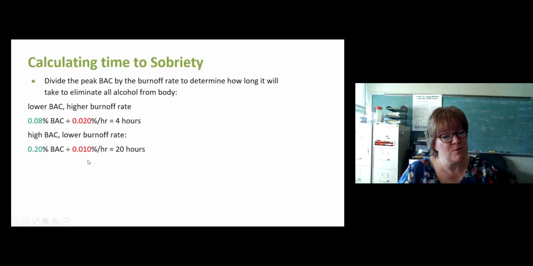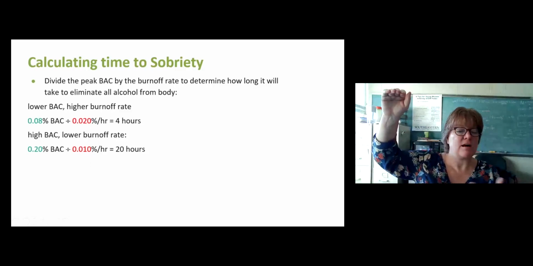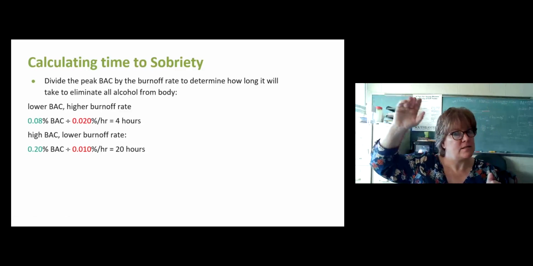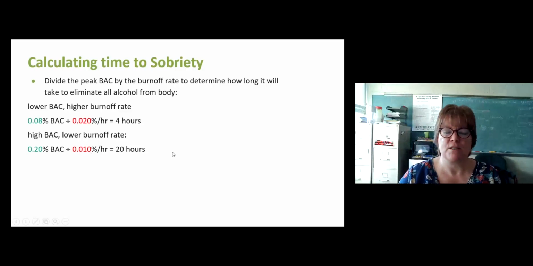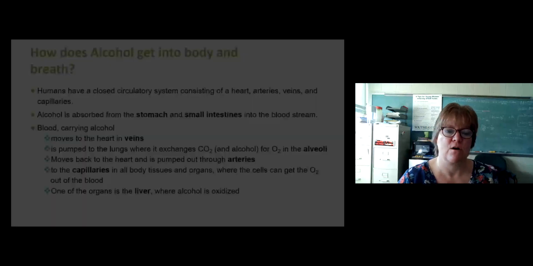But if I had a lower burn-off rate of 0.01%, and I started at a higher blood alcohol content of 0.20%, that's seriously high, that would be 20 hours. So almost a day to fully eliminate it from the system. So these ranges help us understand the effects of alcohol.